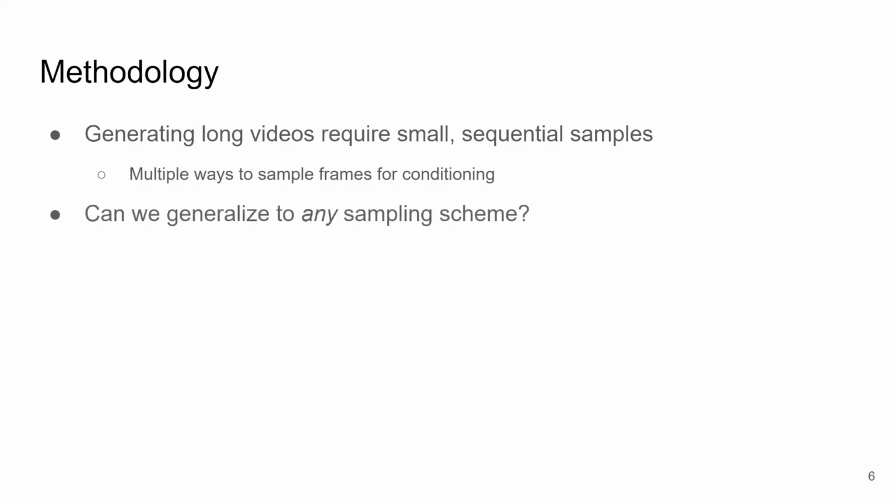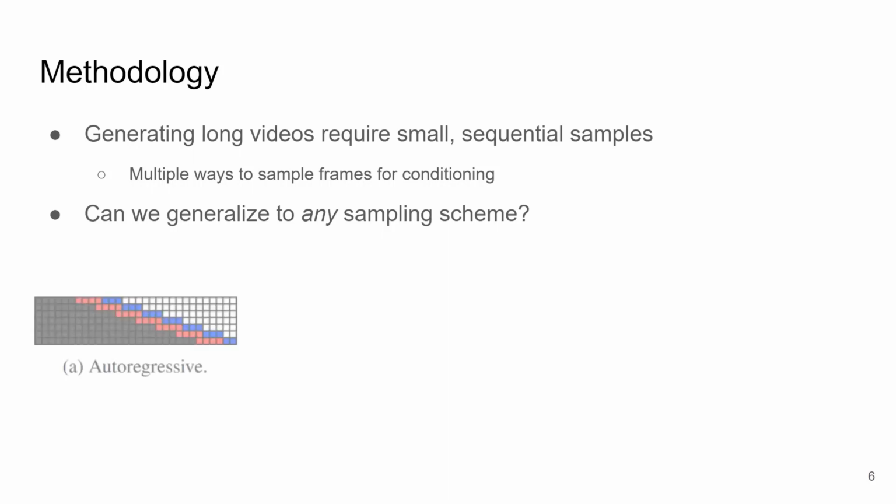So when we're talking about sampling schemes, it does have a pretty strong impact on the results that you get. So the question in this paper is, can we generalize a model to train on any sampling scheme? Before I expound on that, we'll give some more detail about what I mean by sampling schemes exactly.